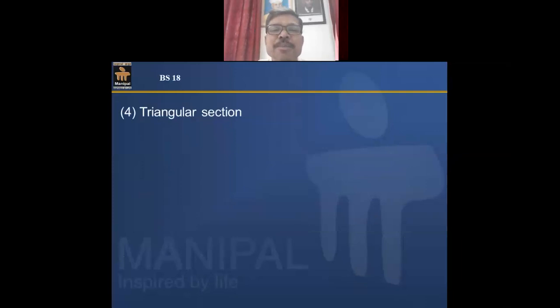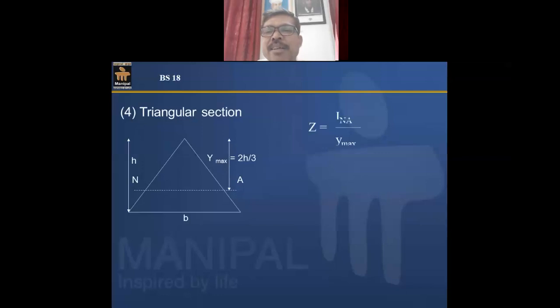Triangular section similarly: here the CG is at 1/3 h and 2h by 3, and Z is I by y. Bh cube by 36 is the Ixx, already we have seen in yesterday's class, and y max is 2h by 3, so we will get Bh square by 24.